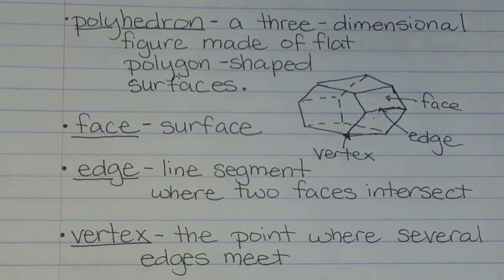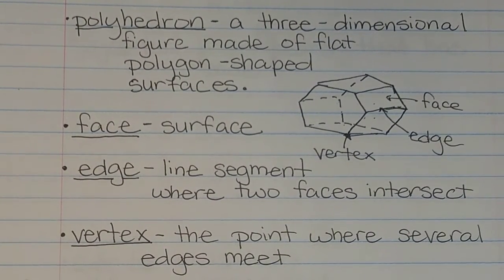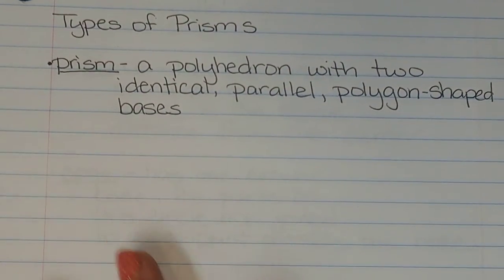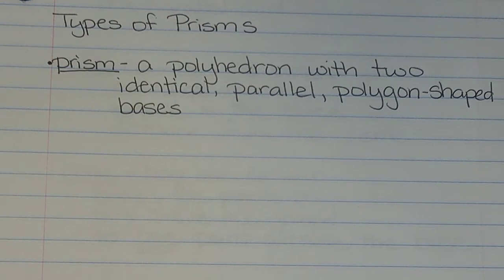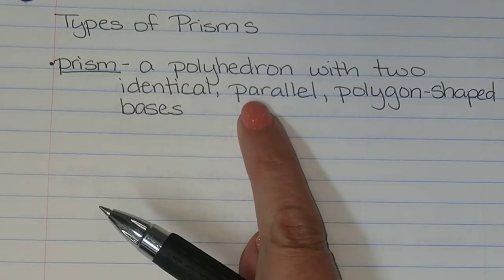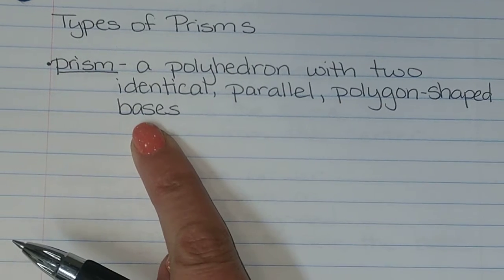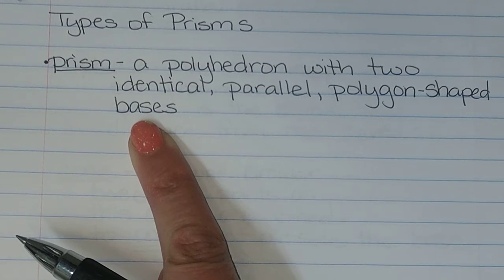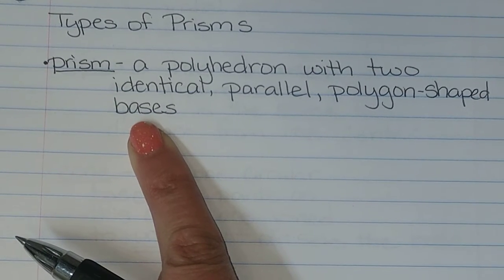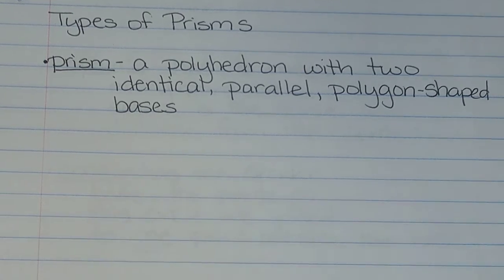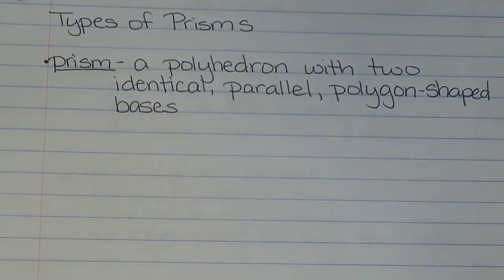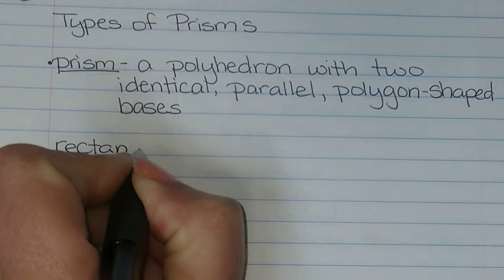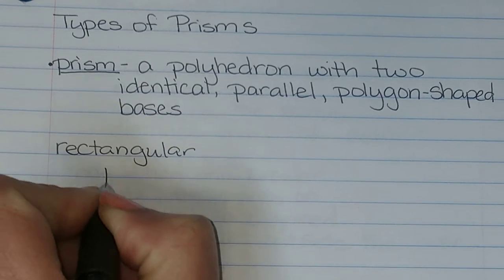Let's look at some different types of polyhedrons, or solid figures. One type would be a prism. A prism is a polyhedron with two identical parallel polygon-shaped bases. Now, please understand, being human, I can't draw everything exactly the same, but I'm going to do my best. First, let's look at a rectangular prism.